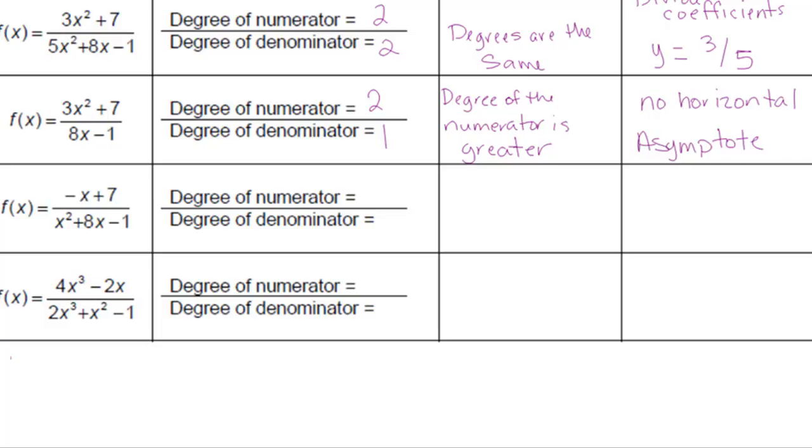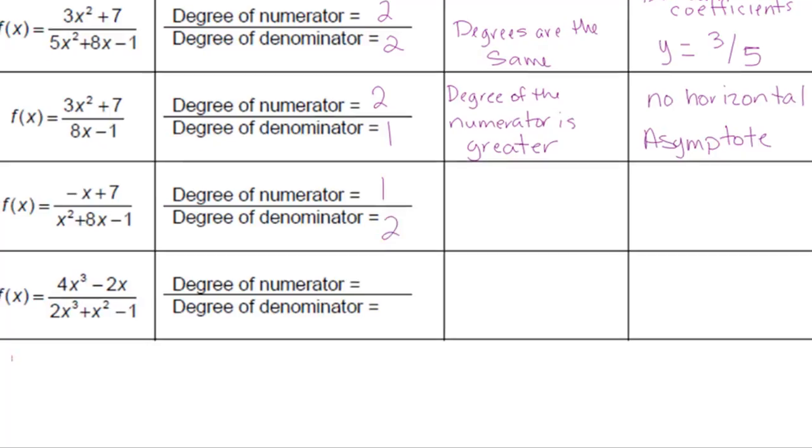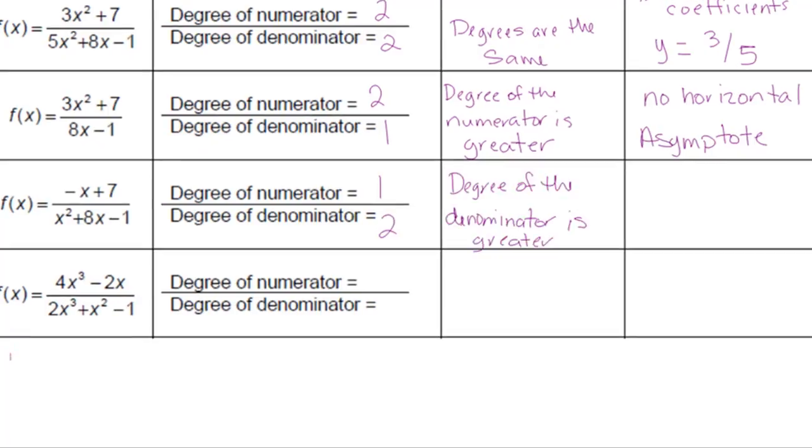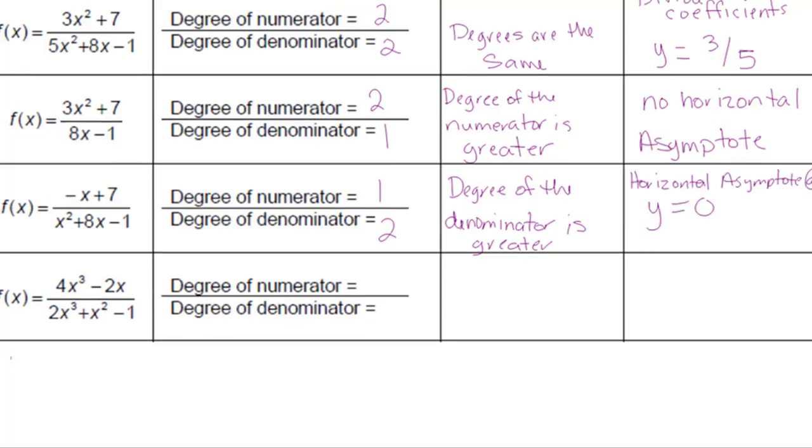The next one, negative x plus 7 divided by x squared plus 8x minus 1. Degree of the numerator, 1. The degree of the denominator, 2. If we compare, we will see that the degree of the denominator is greater. The rule to this, anytime the degree of the denominator is greater, it would be that your horizontal asymptote would be at y is equal to 0.